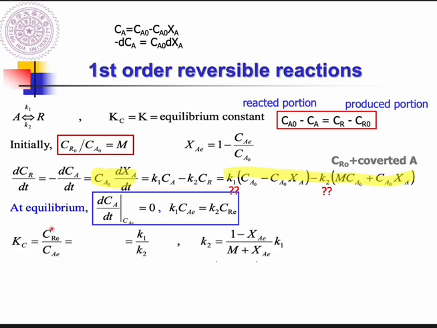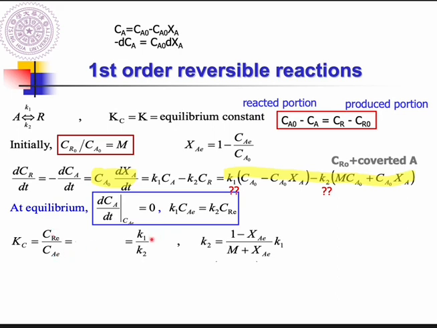Now the purpose is to know the relationship between K1 and K2. So here the equilibrium constant equals K1 divided by K2, right? And based on this equation, K1 divided by K2 equals CRE divided by CAE. Okay?